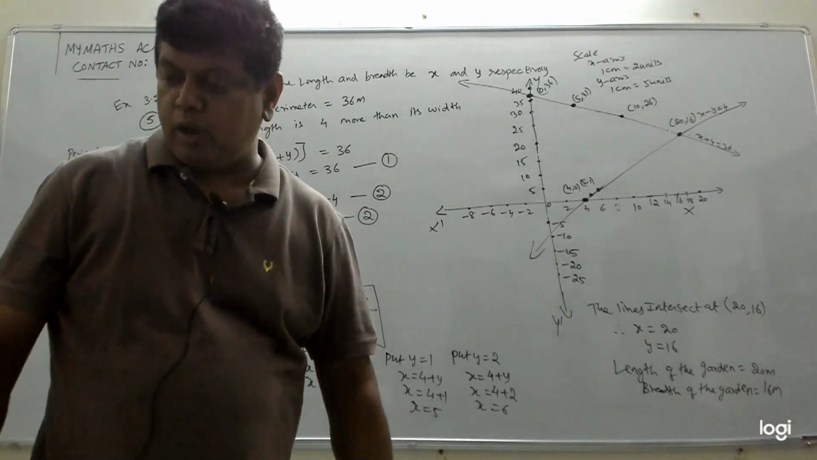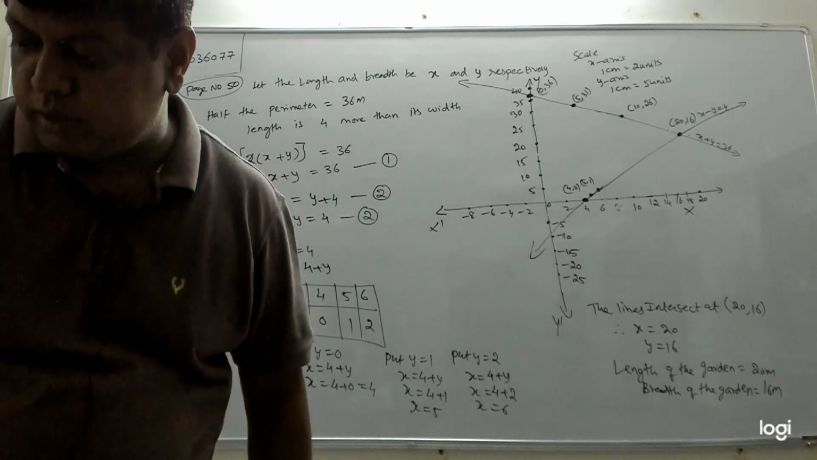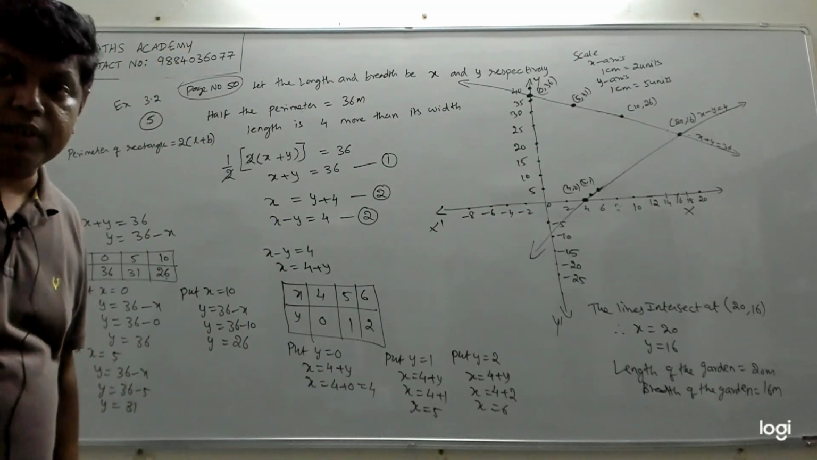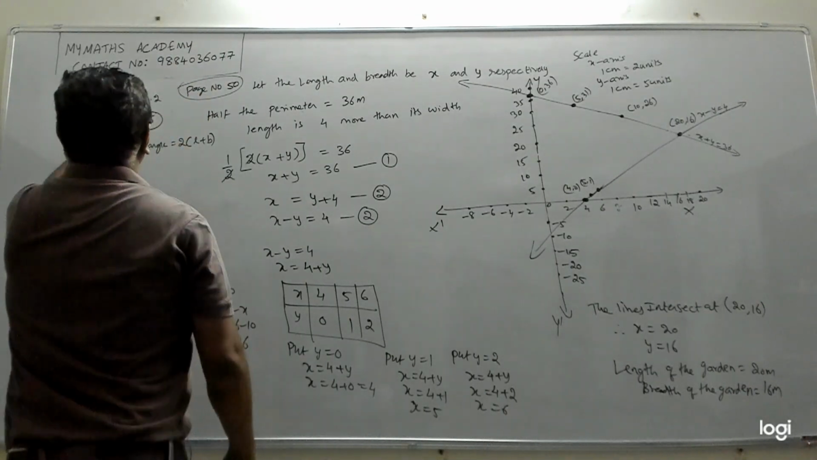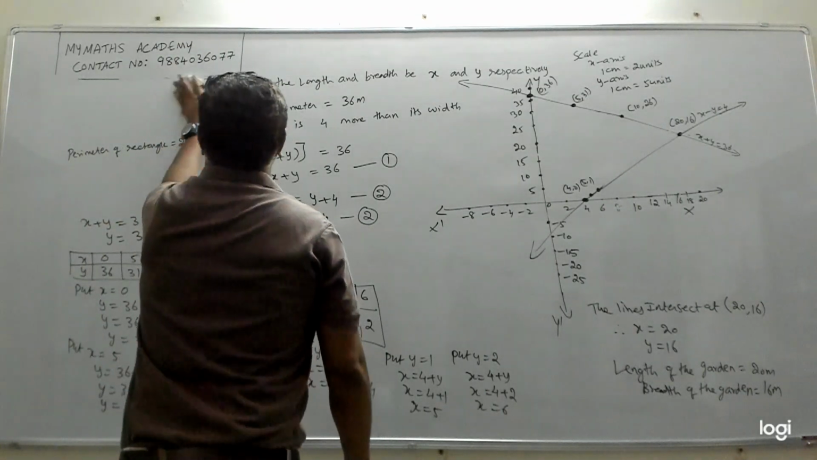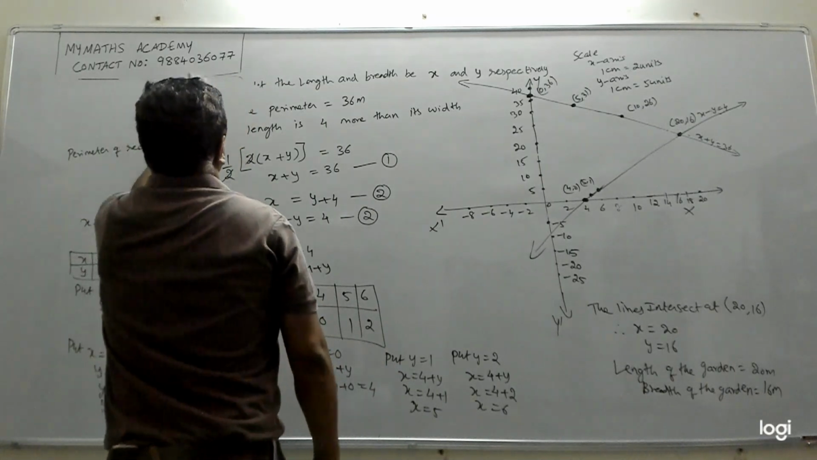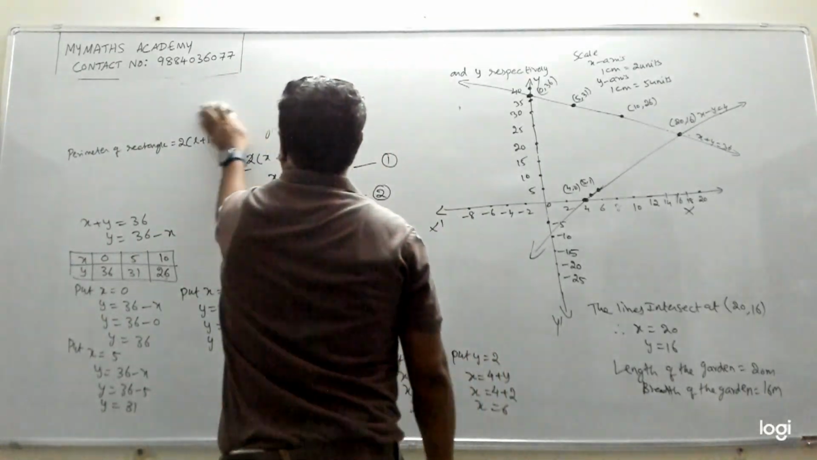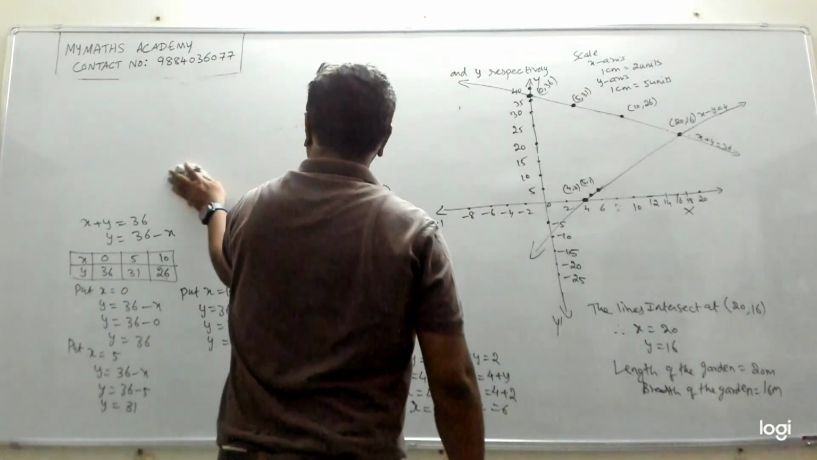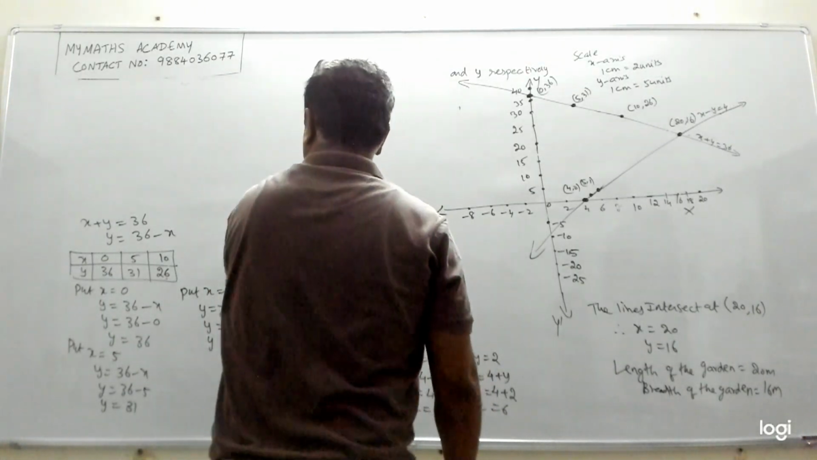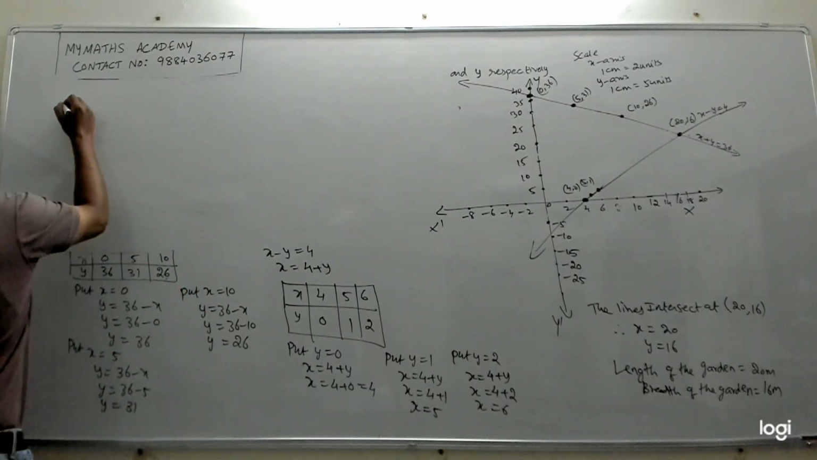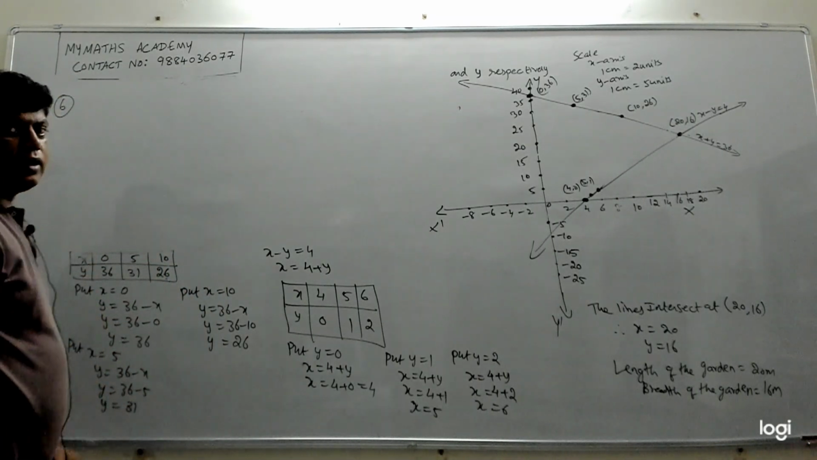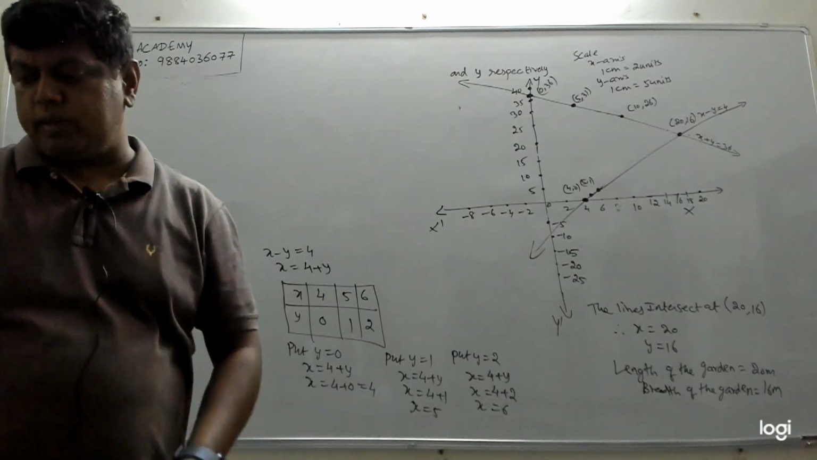Clear? Now we'll go to the next problem, which is problem number 6. Let me erase this. Let's do problem number 6. So problem number 6 in exercise 3.2 is again a very easy problem.